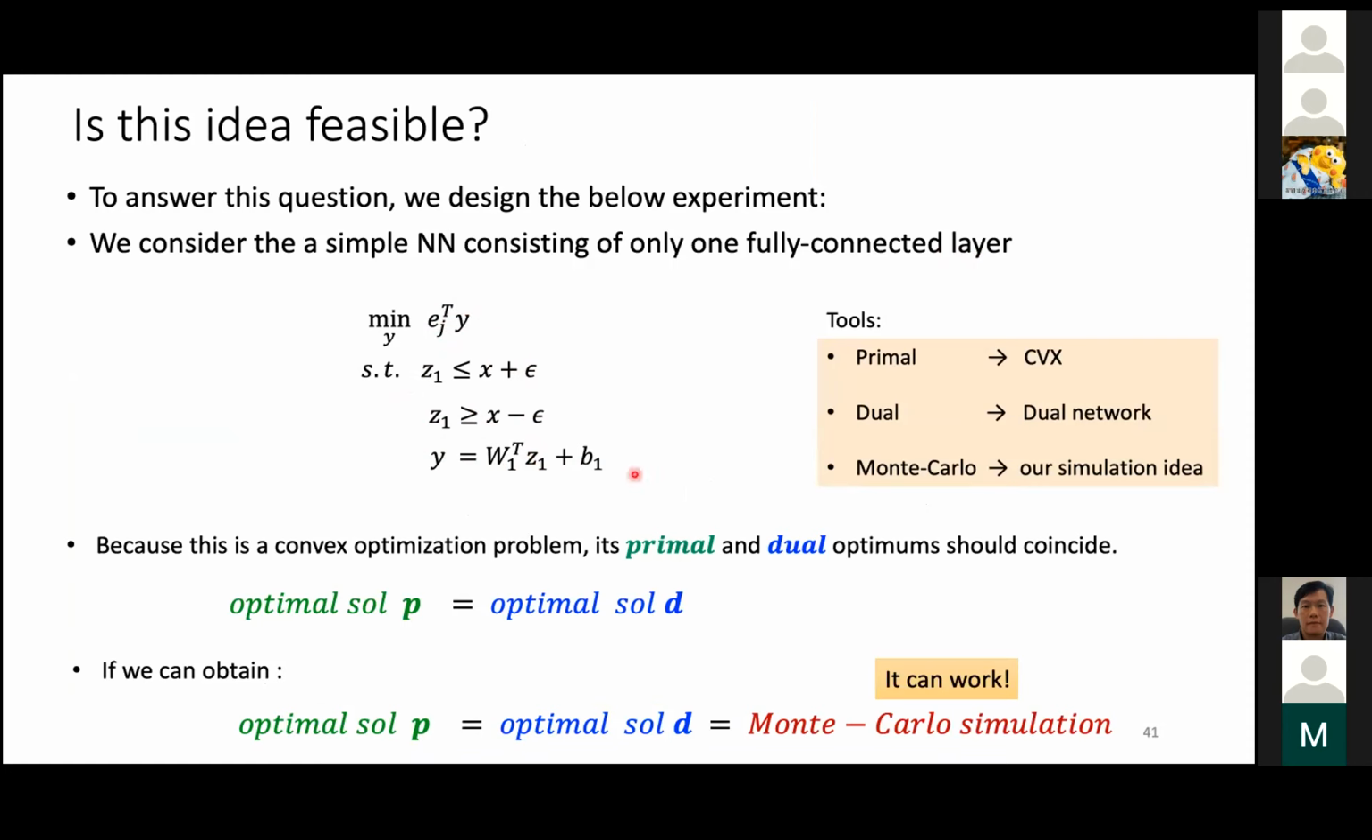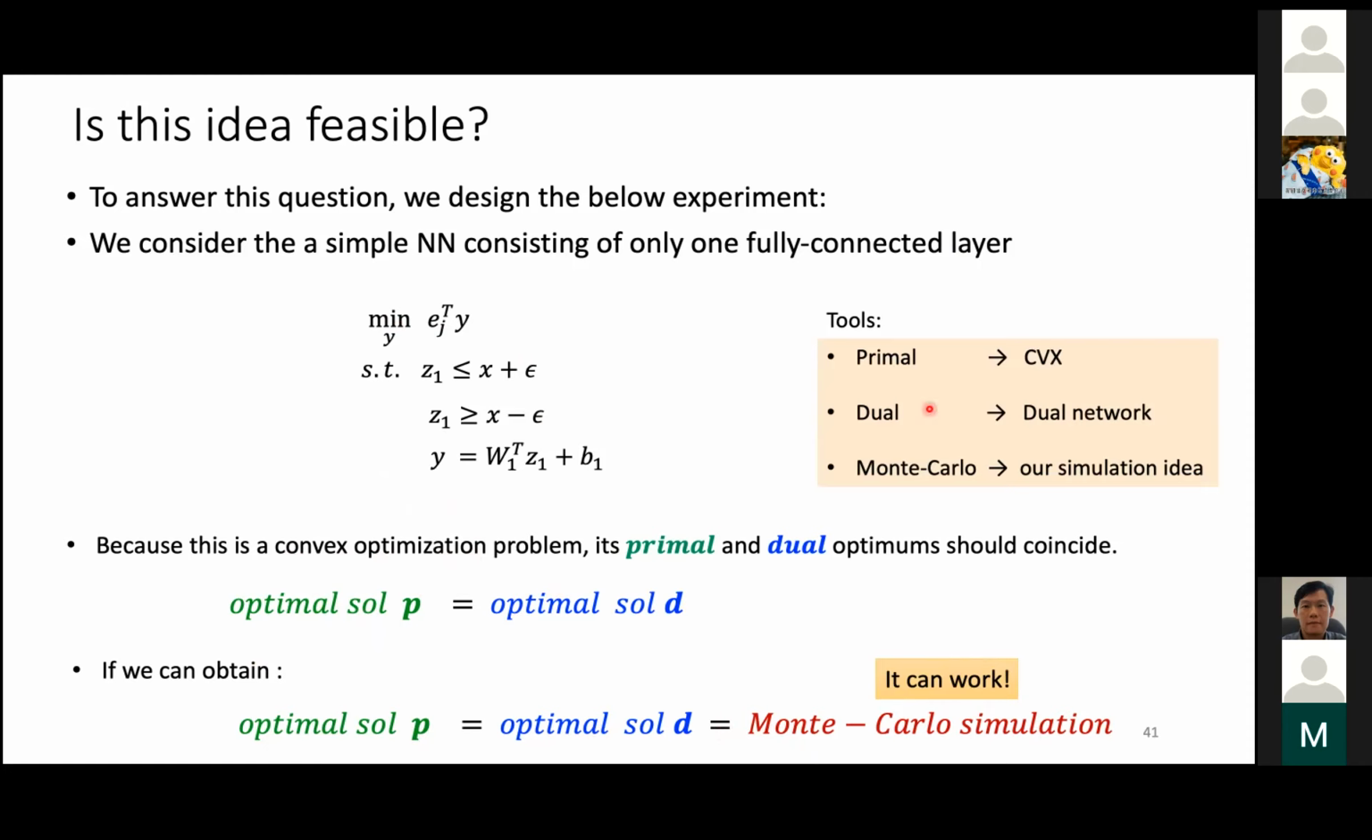So here we can see this problem is a convex optimization problem. So it implies its optimal solution found from the primal will equal the optimal solution found in the dual. So if we can obtain a solution from the Monte Carlo simulation, and if the solution is equal to the primal and the dual, then it can verify that this work can work.